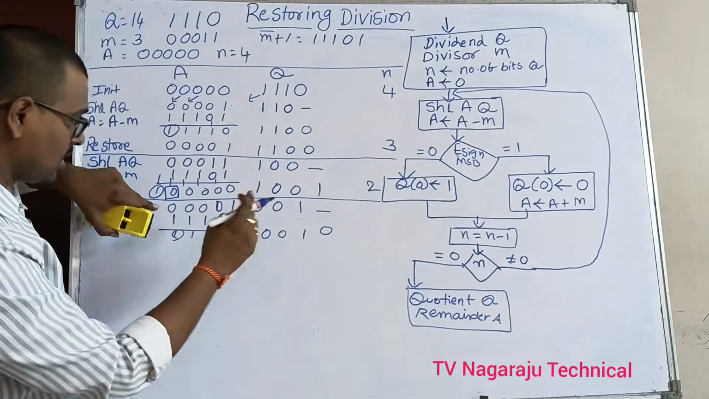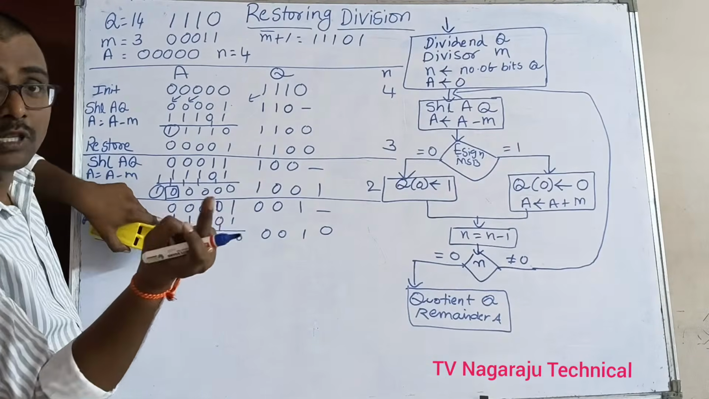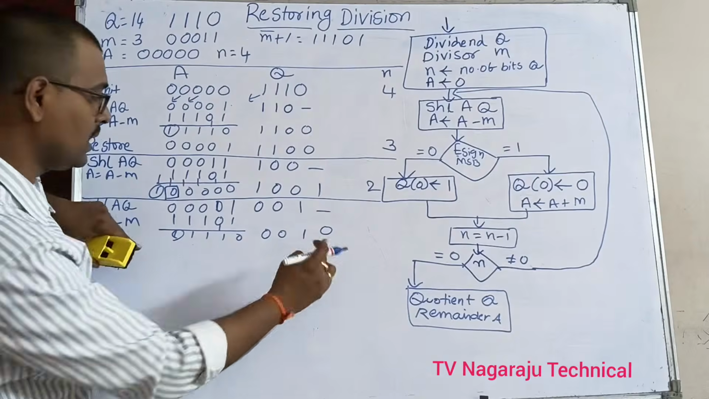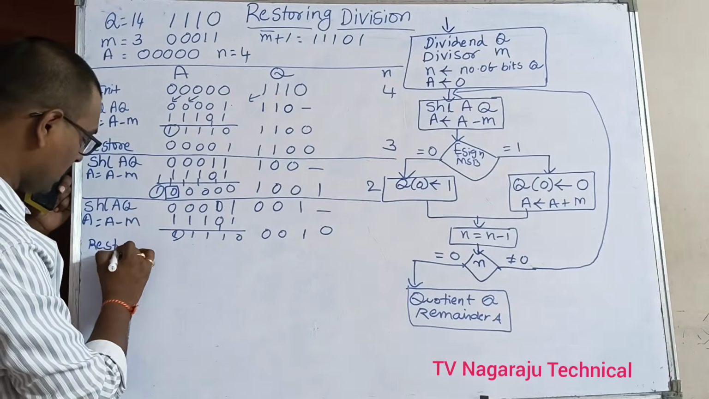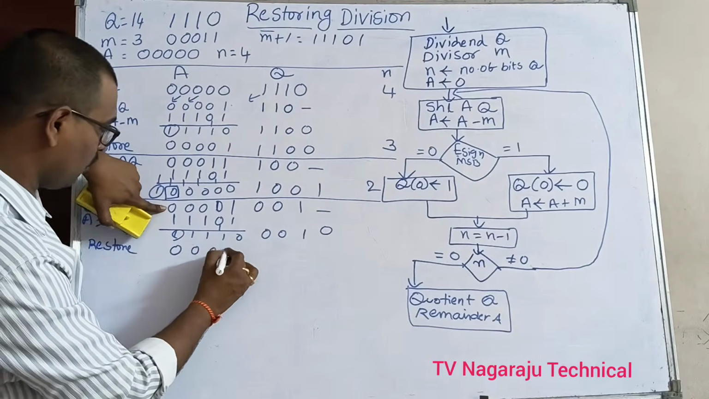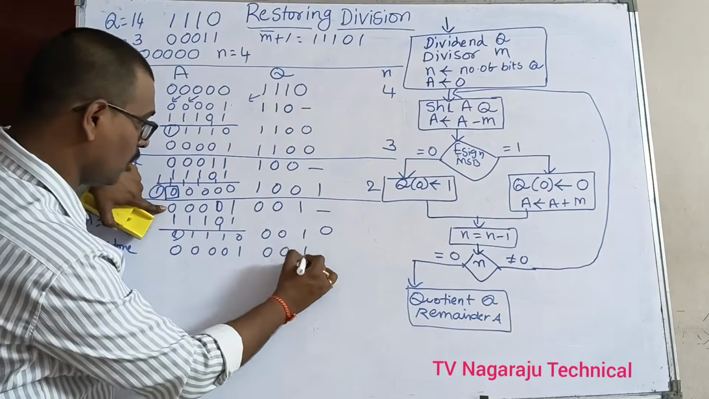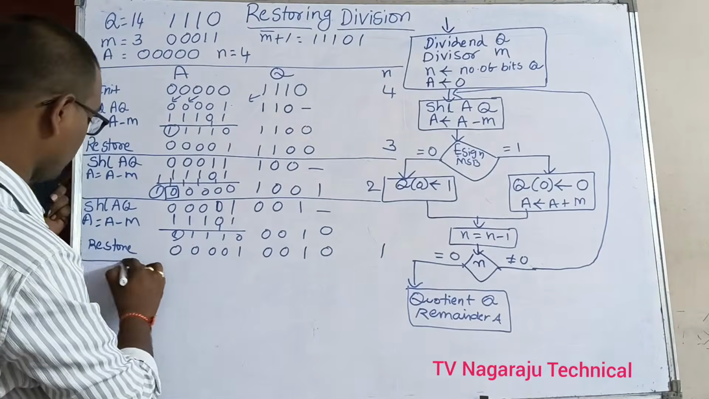That means again check. Here the dividend is 1. The divisor is 3. Is it possible to divide 1 with 3? No. That is the reason we are placing 0. And then what is the next step? You need to restore. Restore in the sense the original value. 4 zeros 1 0 0 1 0. Number of iterations, n value is reduced by 1.